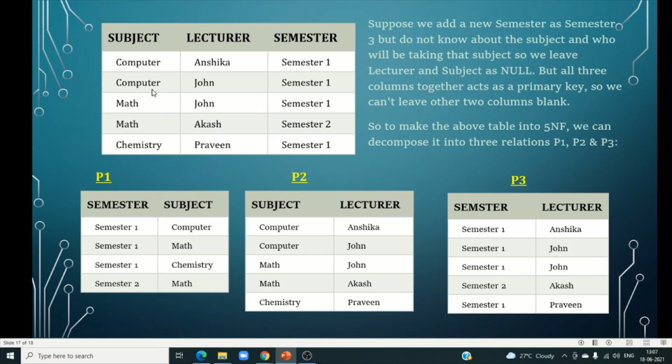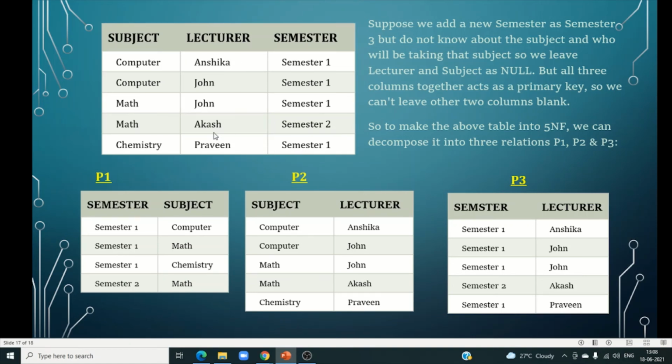Here you observe computer is also a subject. John is the lecturer who teaches for semester 1. And next is maths, that is by John for semester 1. What is the meaning of that? John is teaching both subjects, computer as well as maths. And Akash is the lecturer who teaches the subject maths for semester 2. And for chemistry, Praveen, for semester 1.